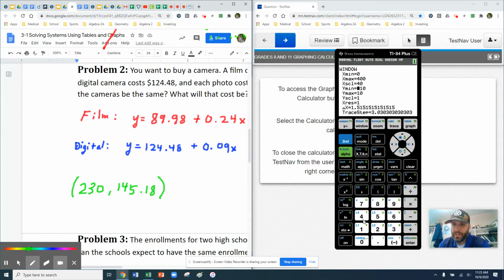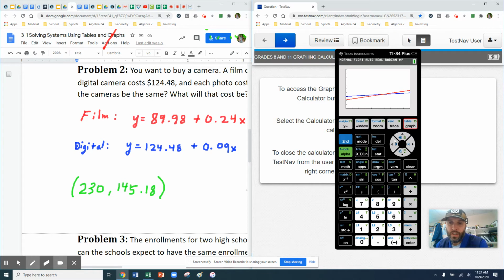For the y as well, we're never going to have a cost that's below 0, so we'll have a 0 as our min. And again, I don't know when the costs will be the same. We're implying that we haven't found the solution yet, so maybe I'll make a y max of 400, and again count by 40. So I just want to make sure my window is big enough so I can start to see those equations, and then I can adjust as I go. So take a second and match your window with mine, and then we'll take a look at the graph.